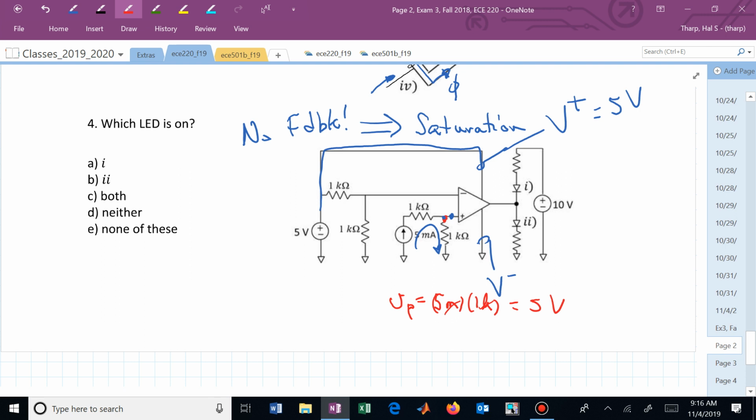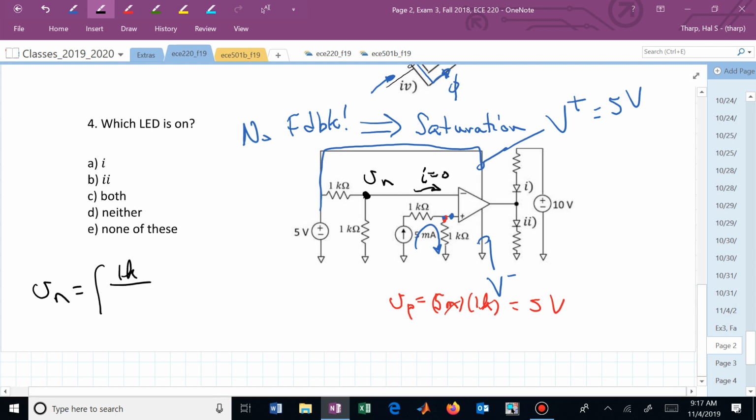What is Vn? That's this node. It's now being determined by a voltage supply connected through some resistors. And again, we have no current flowing there. Vn is now just a voltage divider relationship away from that 5 volt supply. It's now 1K over 1K plus 1K times 5, or we're just taking half of 5. Vn is now 2.5 volts.